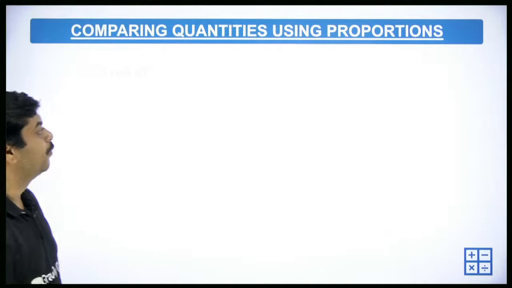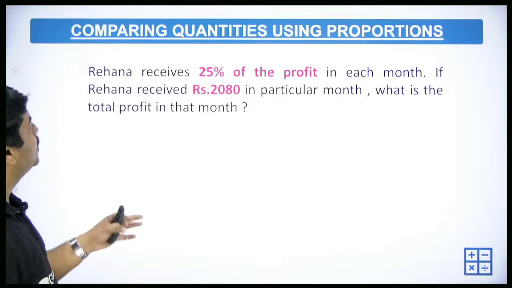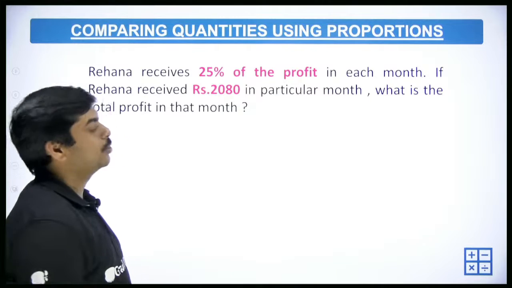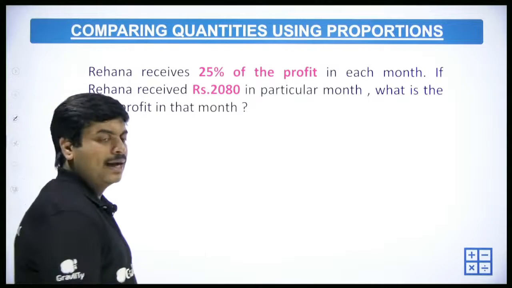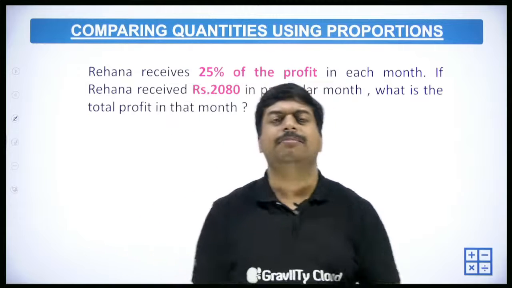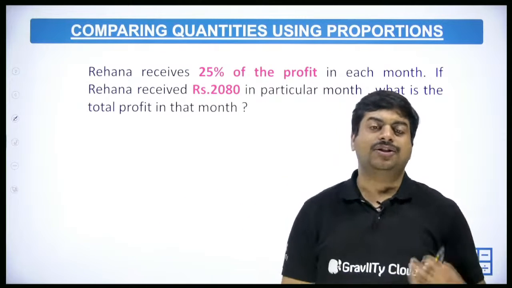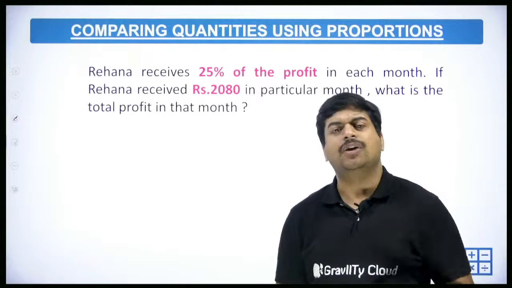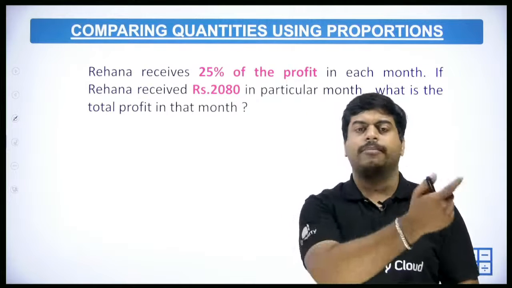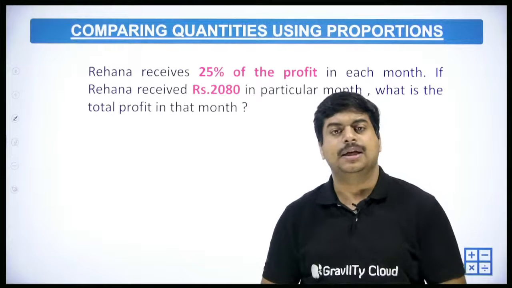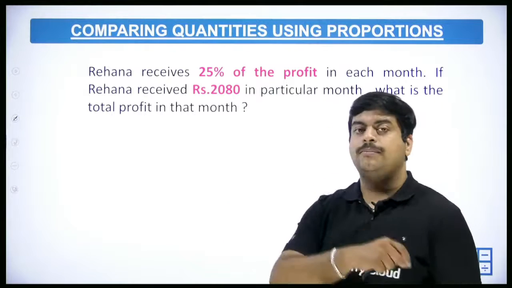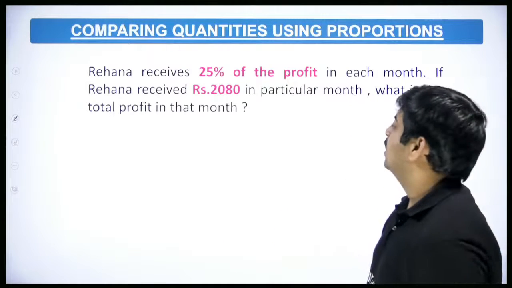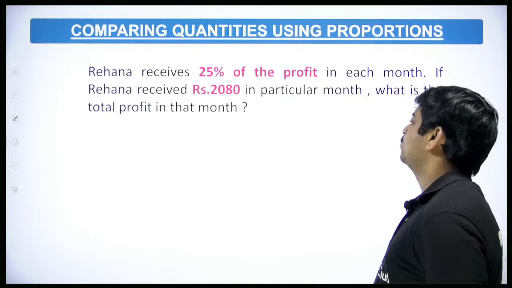Okay, so moving forward to the next question: Rehana receives 25% of the profit in each month. So she has a business, Rehana, right? Out of that business, there is some profit, and she takes 25% of the profit every month. Let's say you have 4 rupees, out of that 1 rupee will be hers. If you have 100 rupees, you'll get 25 rupees from that, right? So Rehana receives 25% of the profit in each month.